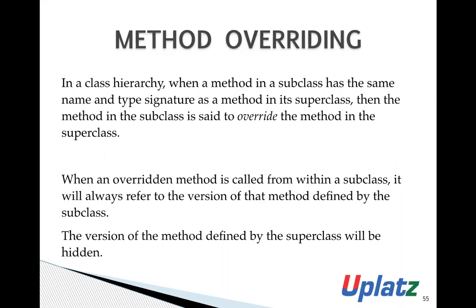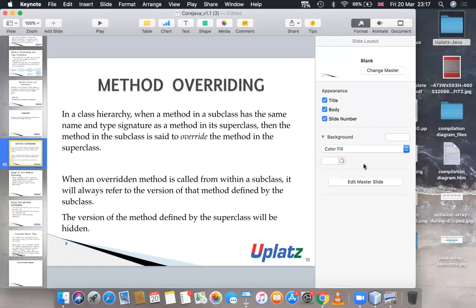When an overridden method is called from within its subclass, it will always refer to the version of that method defined by the subclass. The version of the method defined by the superclass will be hidden. Let us do one example for it.